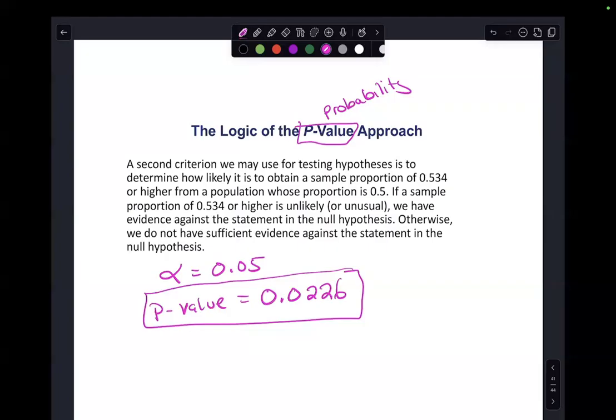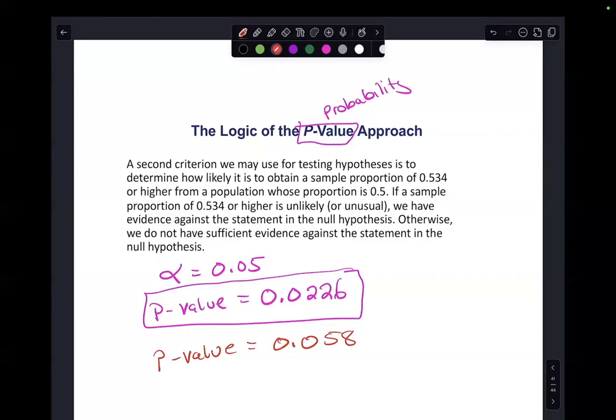Let's say that for a different problem, I still have an alpha of 0.05, and the p-value is 0.058. That number is larger than my alpha, so I would fail to reject, because compared to the alpha, it is not unusual. So we have those two approaches.